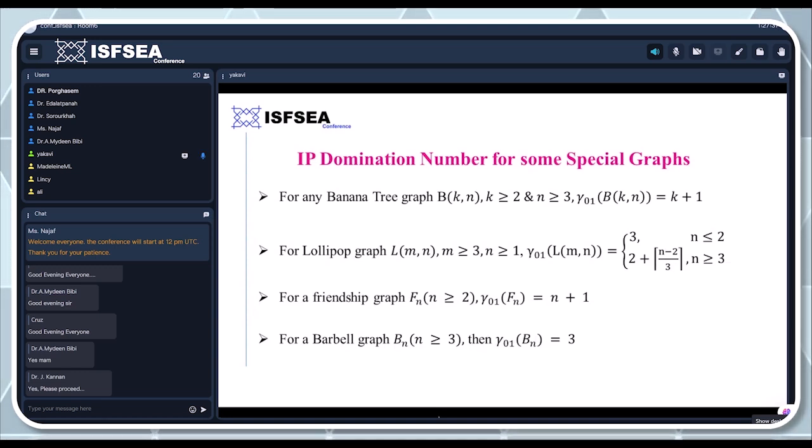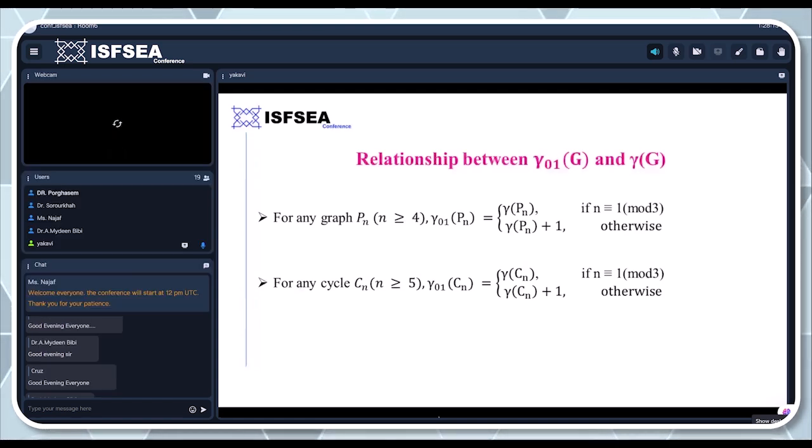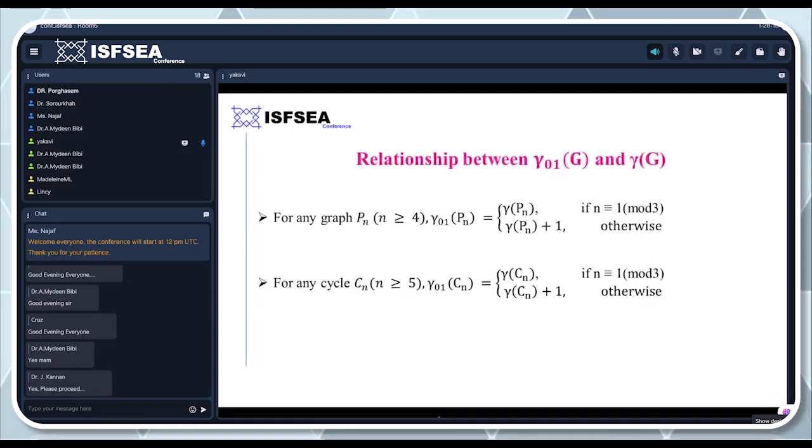The coming results establish the relationship between the IP domination number and the domination number for standard graphs and special graphs. First, let's see the standard graphs. For path Pn, the IP domination number of Pn is equal to the domination number of Pn if n is congruent to 0 mod 3. Otherwise, the domination number is added with 1, and we get the isolate pendant domination number. For Cn, n greater than or equal to 5, the domination number equals the IP domination number if n is congruent to 1 mod 3. Otherwise, if we add 1 to the domination number, we have the isolate pendant domination number of cycle Cn.